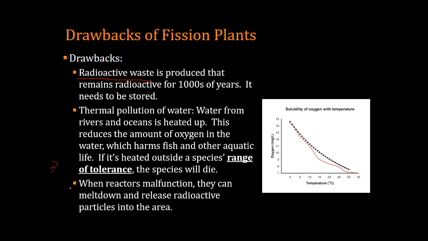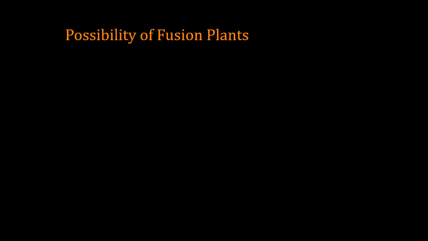And then this is probably the one that people are most scared of. If a reactor malfunctions, it can melt down and release radioactive particles into the area. In the United States, there's never been a breach of a nuclear power plant. We've not lost anything. There's been a couple accidents, but we've not lost radioactive material to the environment. Chernobyl, on the other hand, that spread nuclear waste all over the globe.